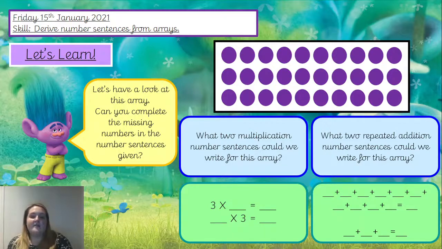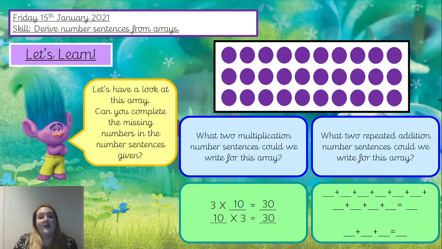Okay, so we have got 3 times 10. So we've got 3 groups of 10 that equals 30. Okay, we've also then got 10 times 3. Remember, we can swap those numbers around when we're multiplying and it gives us the same answer. So the answer is 30.